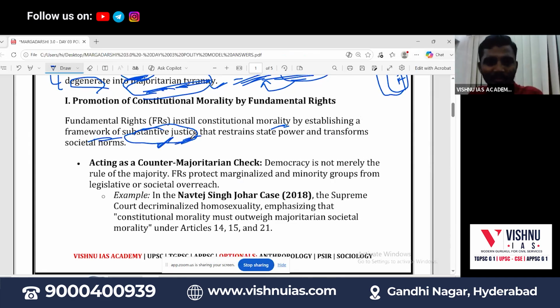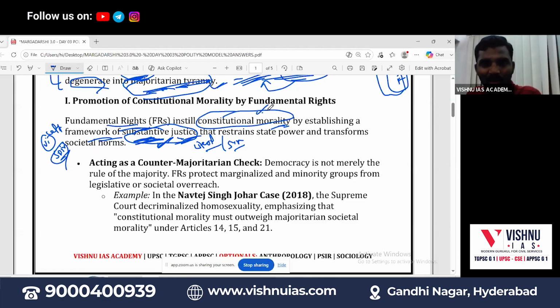See, justice can be of two types. One is substantive justice, another one is literal or superficial justice. Substantive justice means not only visible justice, but justice should be done even by the spirit, not just by the letter. So these fundamental rights will give constitutional morality a substantive framework for achieving justice, so that it restrains the state power and transforms the social norms.